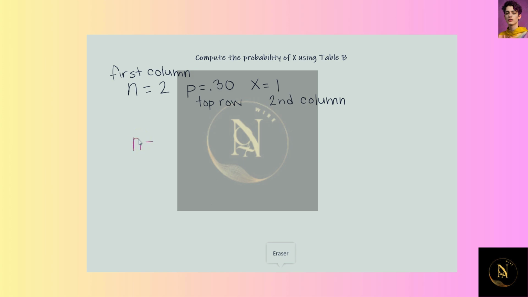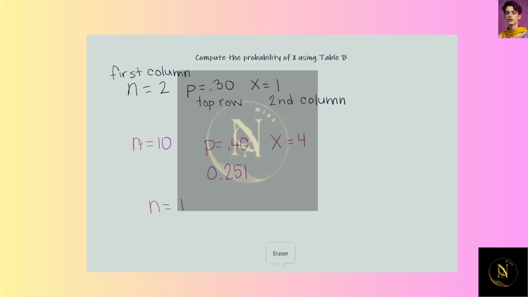For our next example, we have n equals 10, p equals 0.40, and we are looking for x equals 4. So look for that first column for where n equals 10. You look for the probability 0.4 in the top row. You match it, you go down to x equals 4, and you see that the table reads 0.251 as the probability.